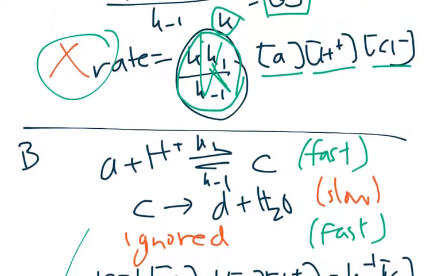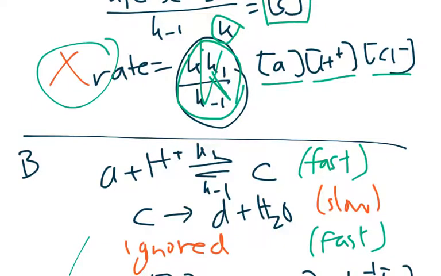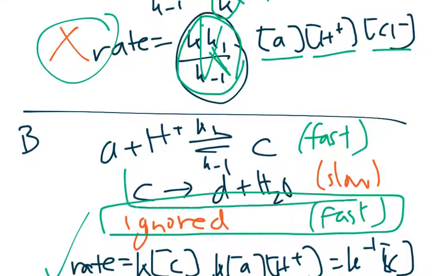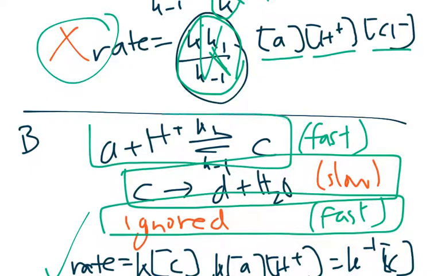Now what about B? So we have 3 reactions, but the third reaction was a single arrow, and it was fast, and we don't care about that because we only care about the single arrow and the slow reaction, as well as the equilibrium reaction, which will help us substitute things.